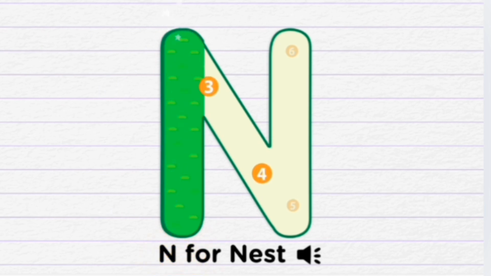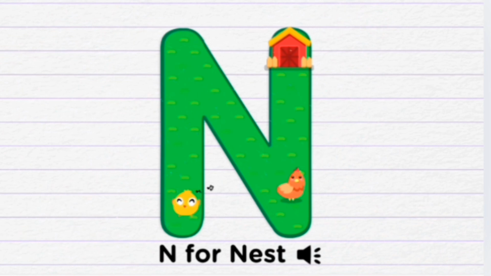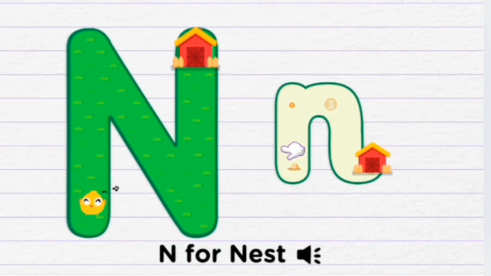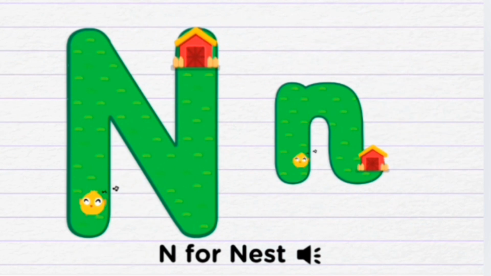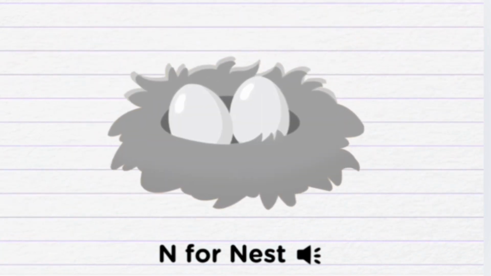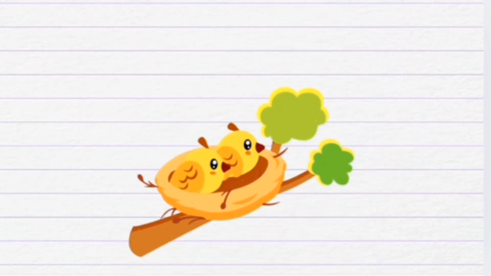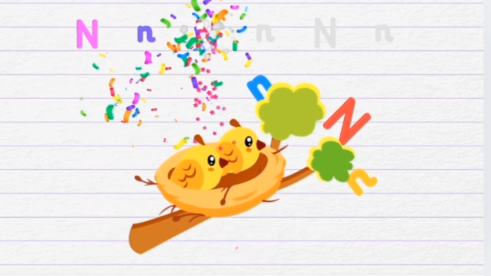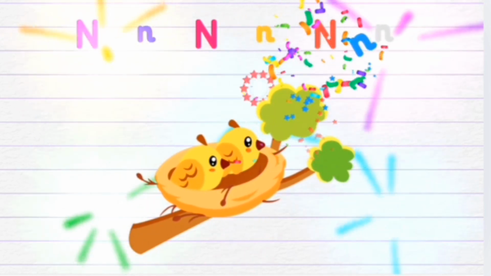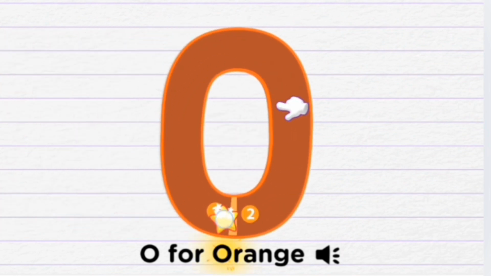For uppercase N, draw a straight line down, a slanted line up, and another straight line down. For lowercase N, draw a straight line down, then one small bump. N is for nest. Now color it with yellow color. Wow. Now find N, N, N, N, N. Great job. Next is O.